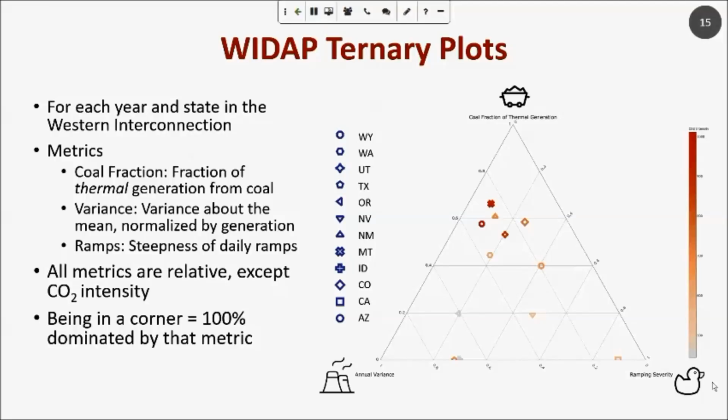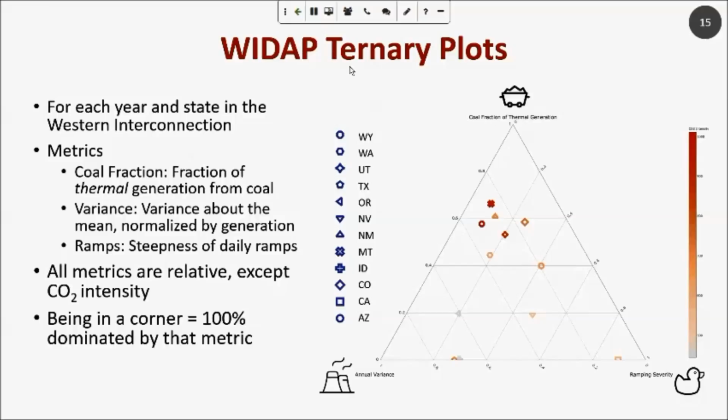All right, so this is on the right, the WIDAP ternary plot. We have these for each year and each state in the Western Interconnection. And when we look at the three corners, those describe the three metrics that we're visualizing here. So the top is the coal fraction of thermal generation. Importantly, remember that this is just thermal generation, so it's only really coal and gas electricity generation. On the bottom left is annual variance, normalized by the mean generation value. So that's a fancy way of saying we made sure that the variance for different states were comparable by dividing them by their average generation.